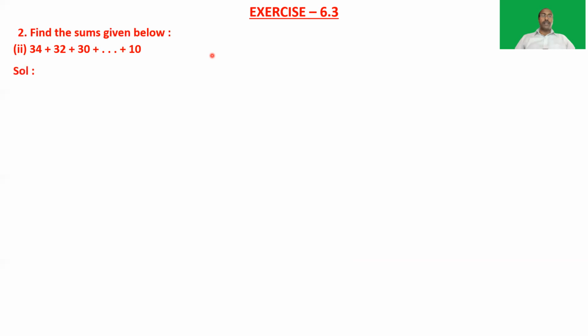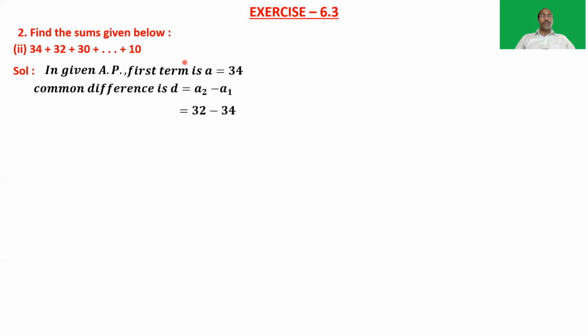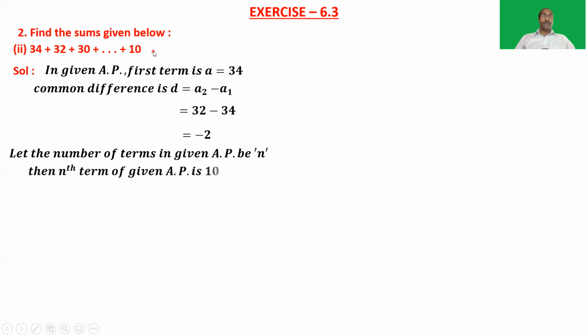So before that, the first term in given progression is a is equal to 34, and the common difference d is equal to 32 minus 34, which is equal to minus 2. And let the number of terms in given progression be n. Now, as the number of terms in given progression is n, then 10 is the last term, that is an is equal to 10. So that is a plus n minus 1 into d equal 10.